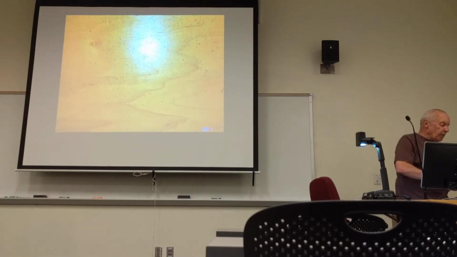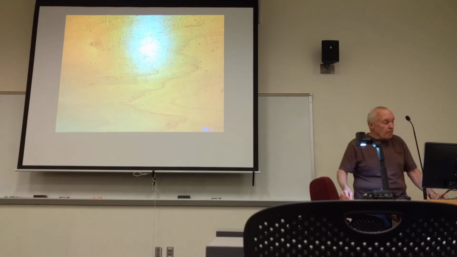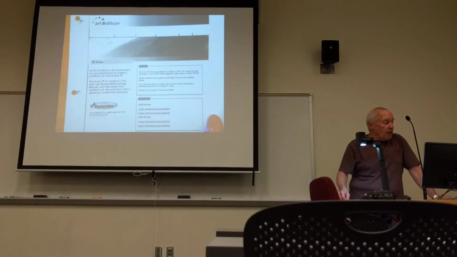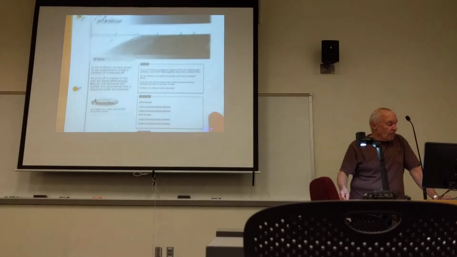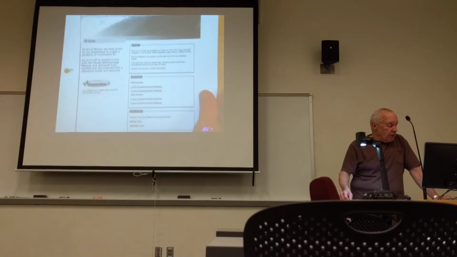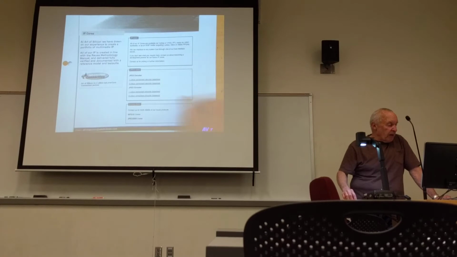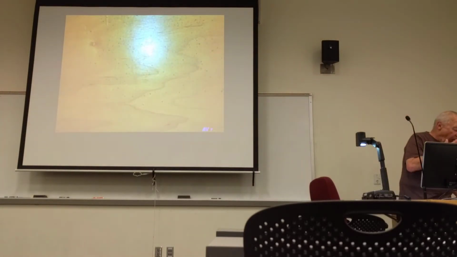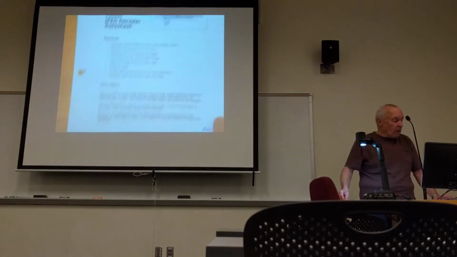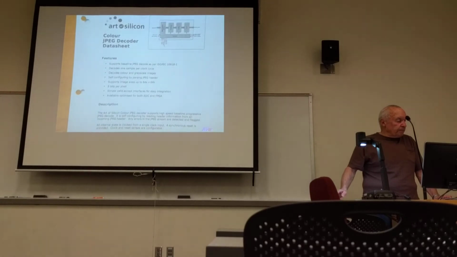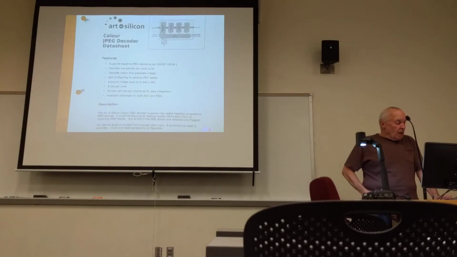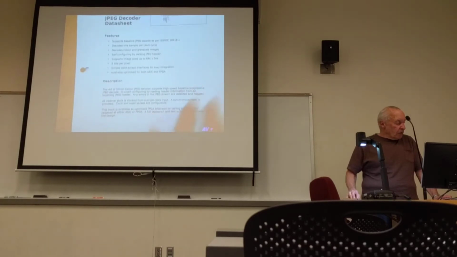Got a couple of examples to show third-party IP. This is from a company called Art Silicon. And in this particular case, they're talking about a JPEG decoder encoder. So the data sheet gives you the features, a description.